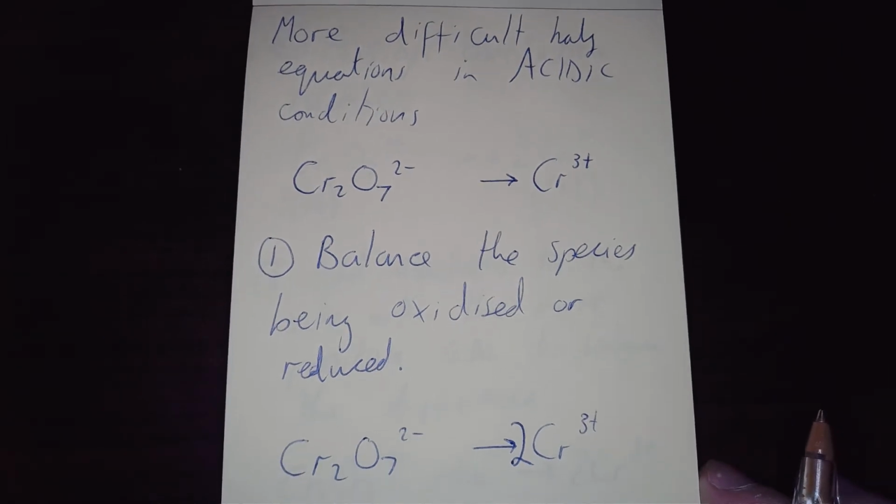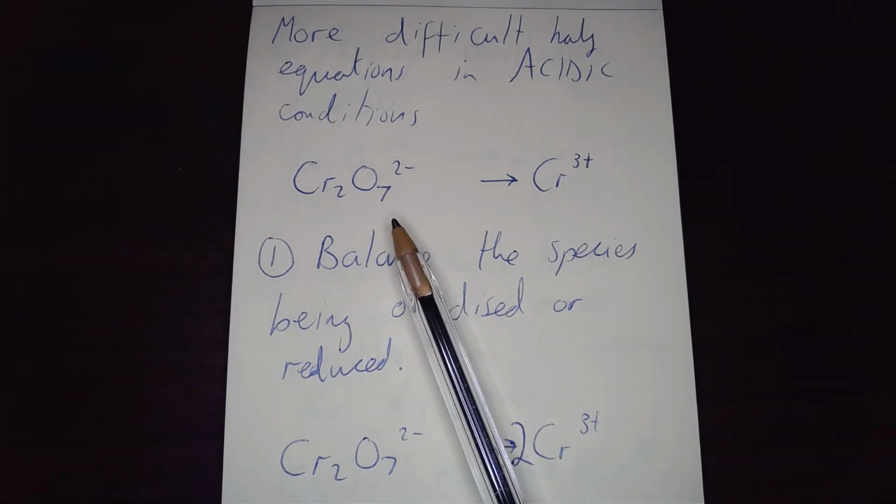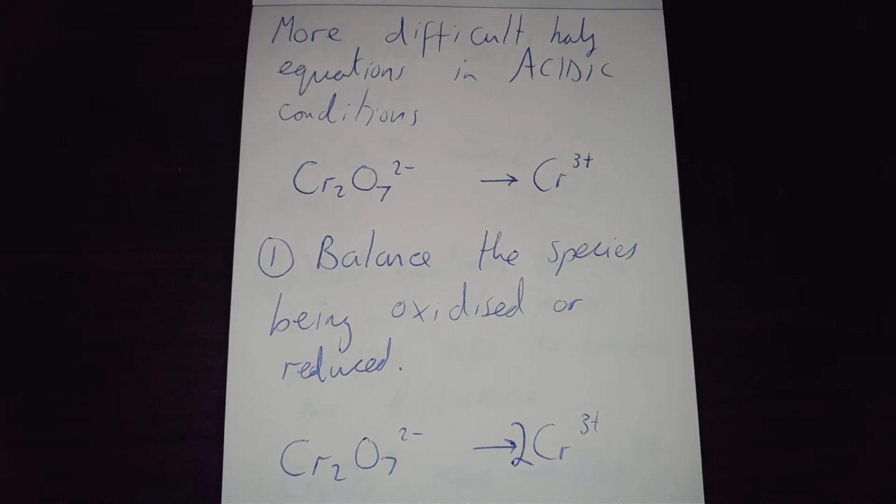Okay, so we can get more difficult examples though. Look at this one here. We've got a dichromate going to the chromium ion. This is a reaction you've seen before, where acidified potassium dichromate oxidises various organic substances. So this is the actual half equation that's happening though. First thing to do is to balance the species. So if the chromium is going to change, we have 2 chromiums here. We started off with only 1 over here, so we're going to need 2 lots of the chromium 3+. So we've got to balance those first off. So that's step number 1.